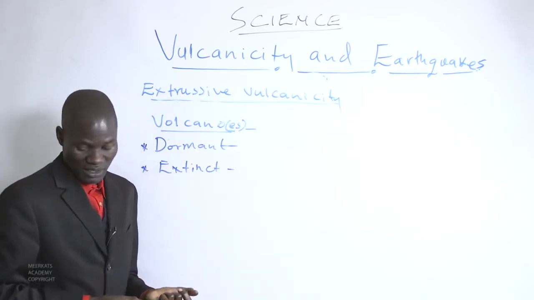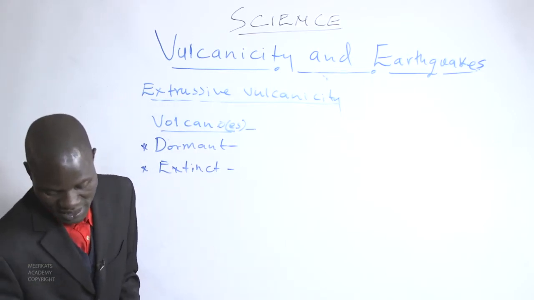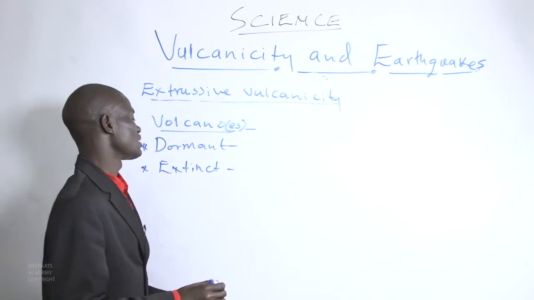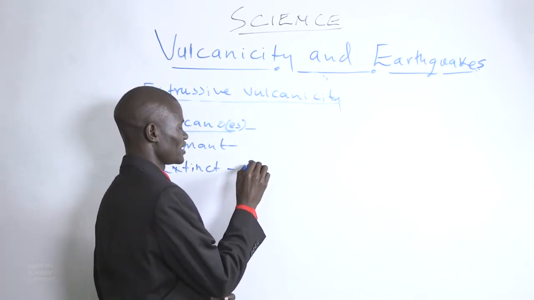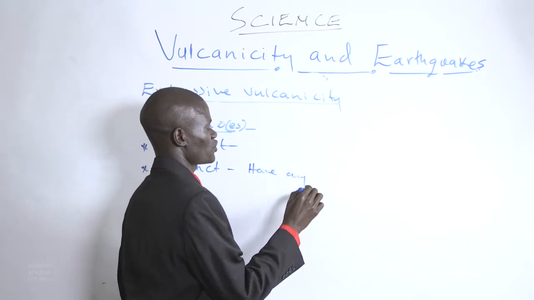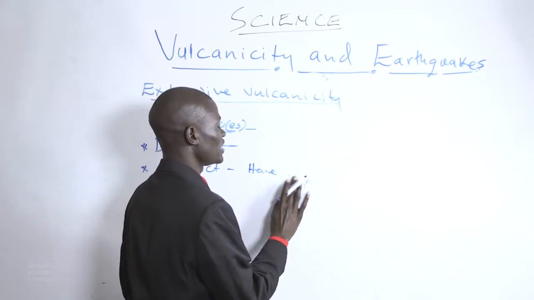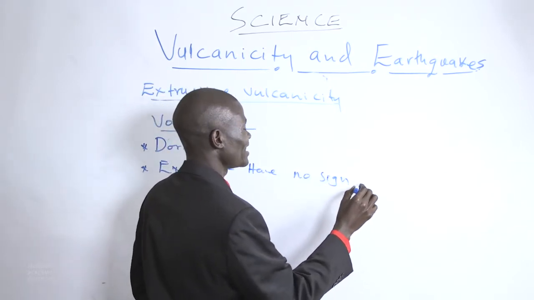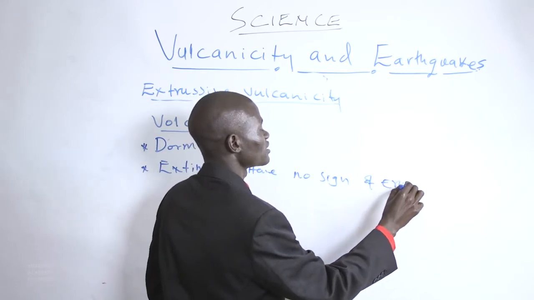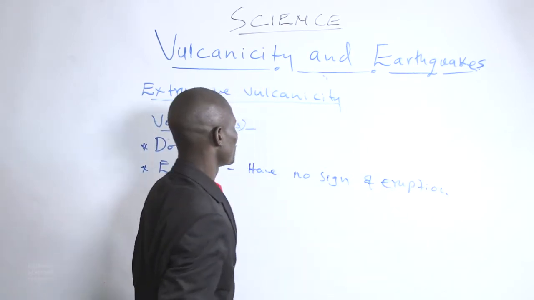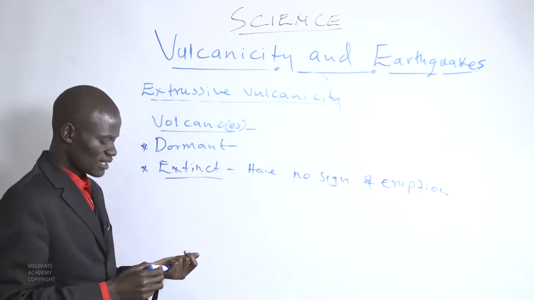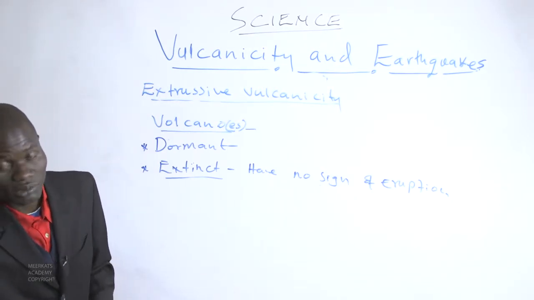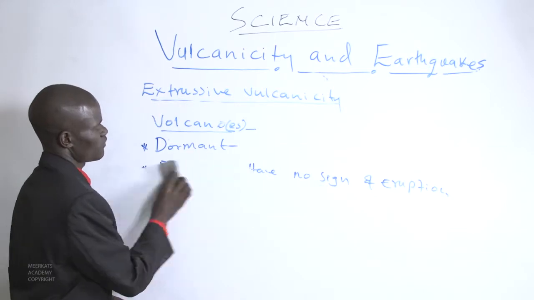Extinct volcanoes are those volcanoes that have no sign of erupting. They have no sign of eruption. Simply put, they have no sign of eruption. That is the best description I can give to extinct. That is why when something is getting extinct, it is almost being forgotten in the geological history of the science.